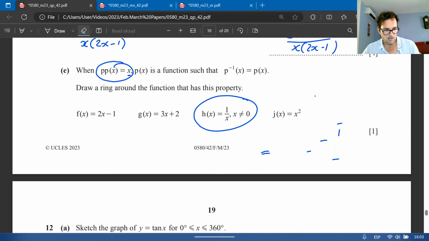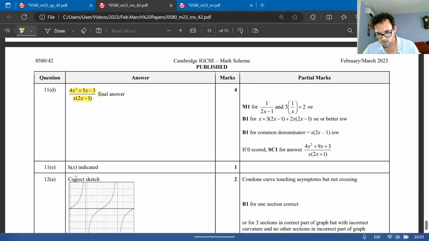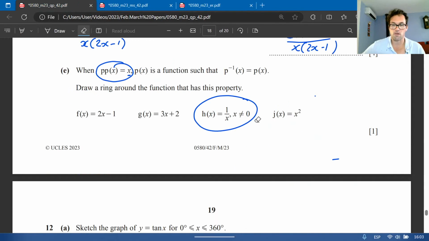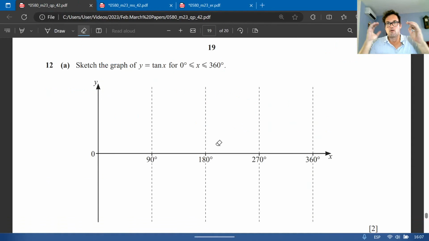Hope that makes sense. Shows us why that is the correct answer. Yeah, they always throw a weird one in with the functions, don't they? We have made it to the last question. What a marathon.